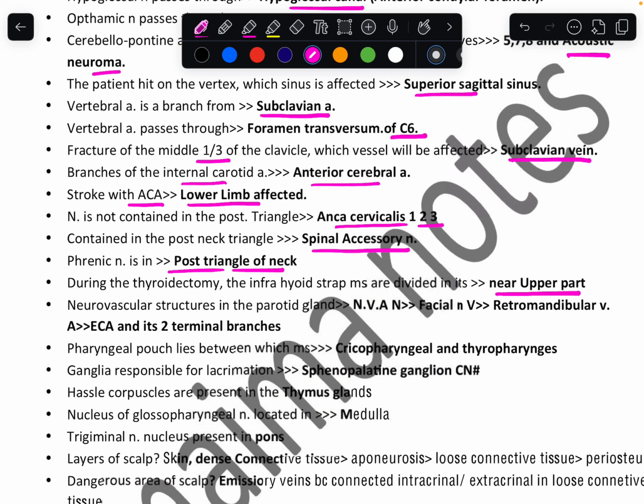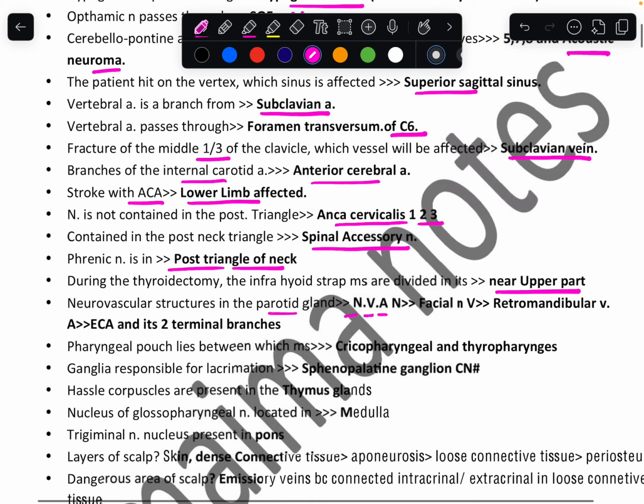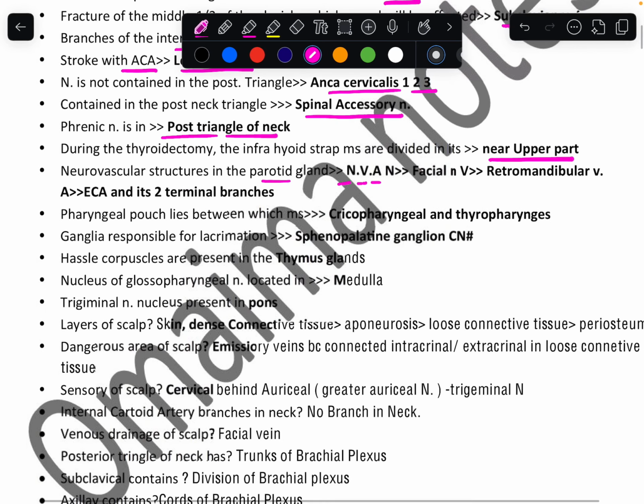Neurovascular structures in parotid gland: facial nerve, then retromandibular vein, then external carotid artery. And again facial nerve, basally retromandibular vein, external carotid and two terminal branches. Pharyngeal pouch lies between cricopharyngeus and thyropharyngeus.